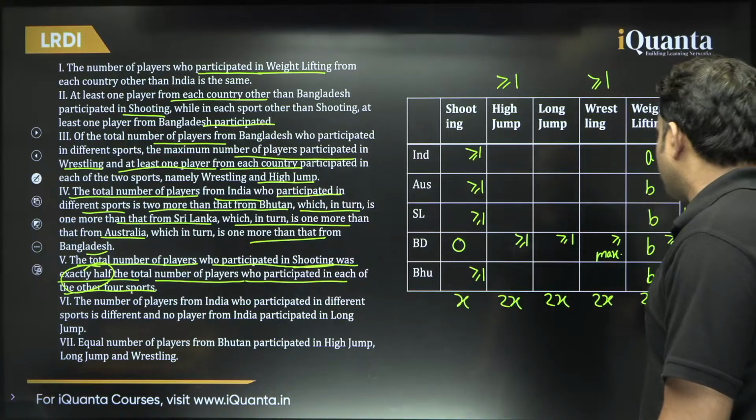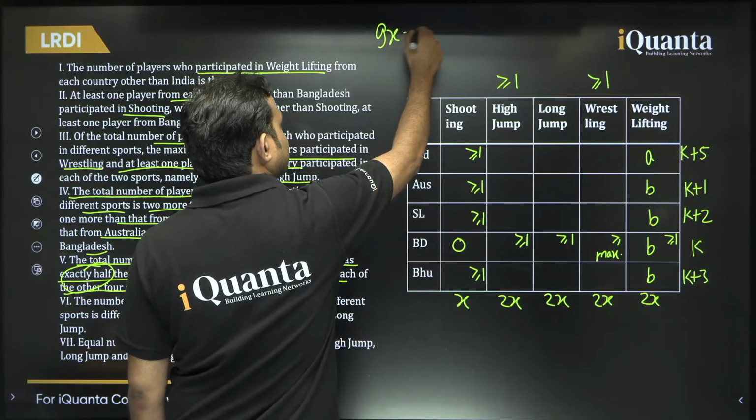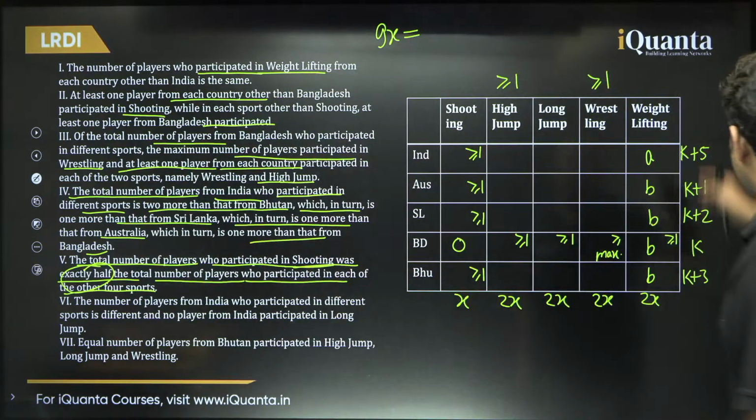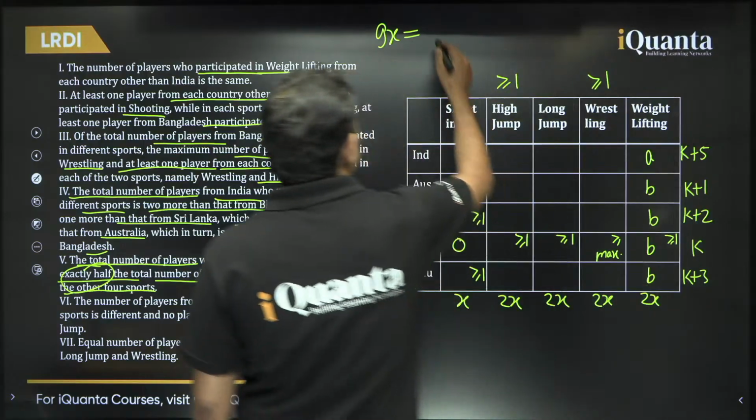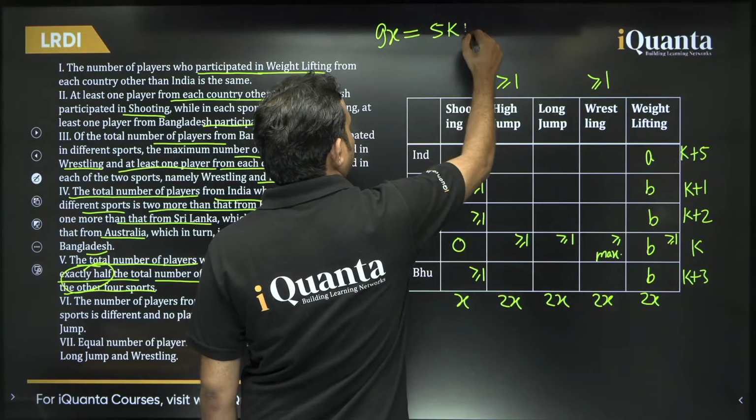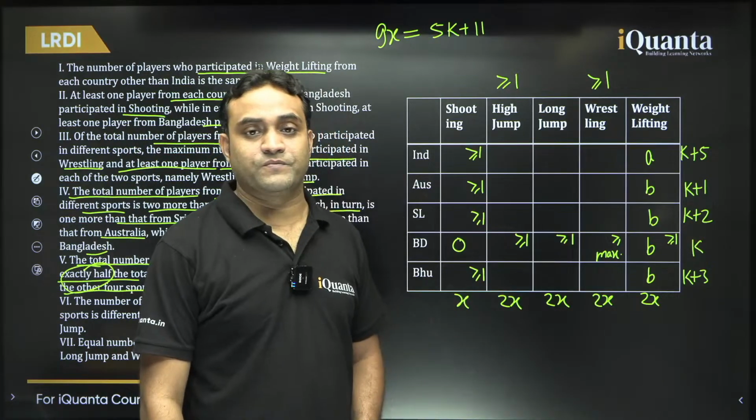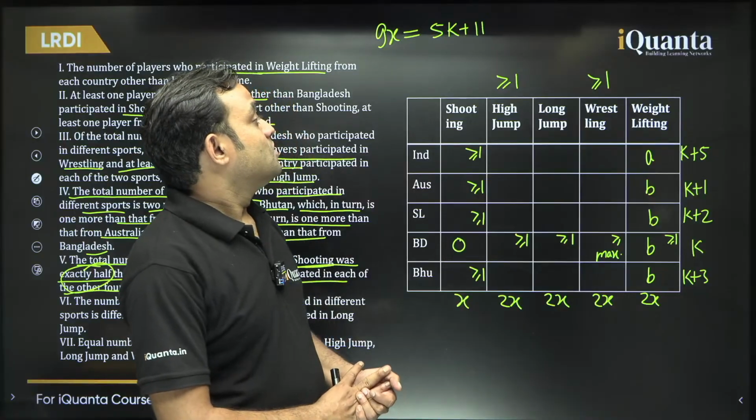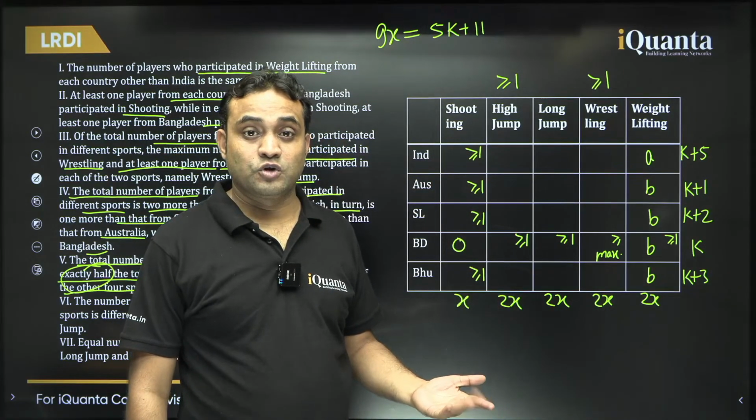Now what we can say, our total number of players who participated in these games is 9x, and here it will be 5k plus 1, plus 2, plus 3, plus 5, which is 5k plus 11. This will be equal to 5k plus 11. Now we know that from each country the maximum number of players was, sorry, 10. From any country, the maximum number of players is 10. So this sum 9x should be less than 50. Should be less than 50.